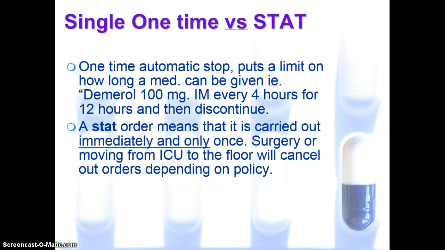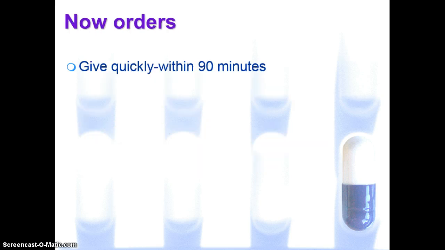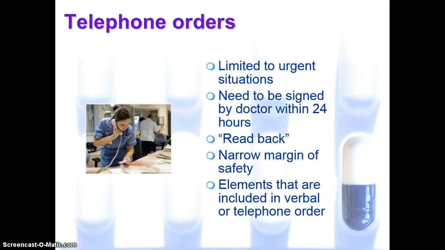So you have just a one time order, you can give it this once, but then don't do it again. Stat means get it done immediately. I need it done right now. A patient that's going to surgery and they need something done stat, they need it done immediately. A now order, you can give it quickly. They want it done within 90 minutes.